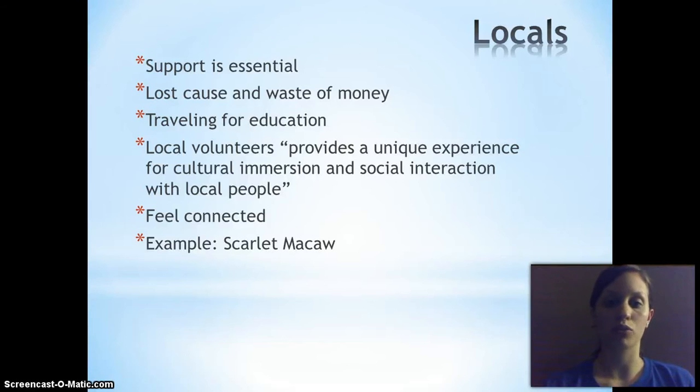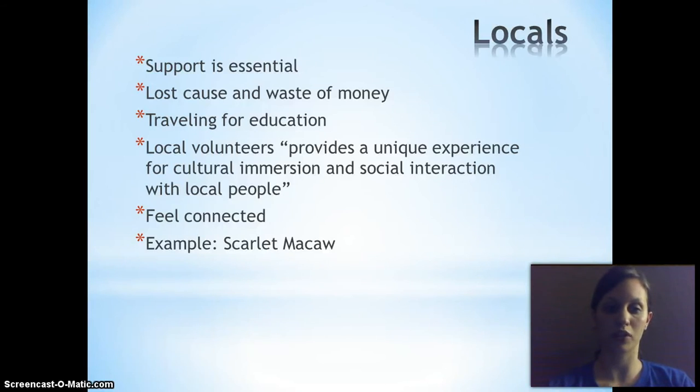Locals also play a large role in whether or not tourism is successful. If locals do not support tourism in their area, it will not succeed and will end up being a lost cause and a waste of money. With the emphasis of education in today's society, people are traveling not just for recreation, but also in an attempt to be educated or educate their children. With the insight of locals, education is easier and more beneficial.